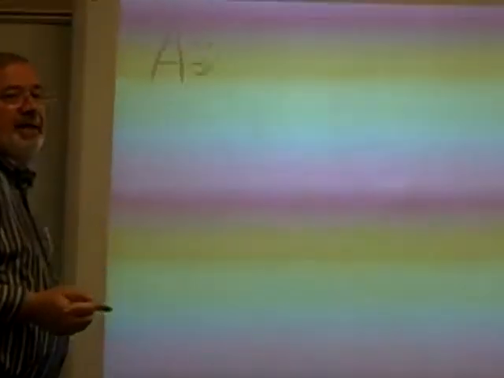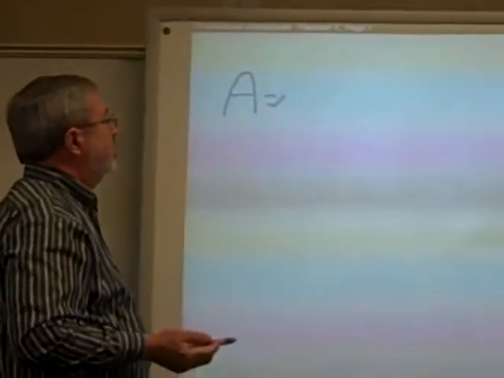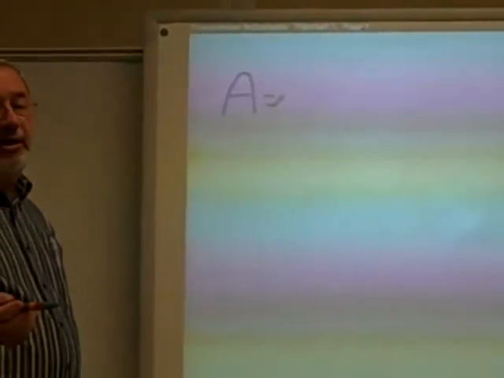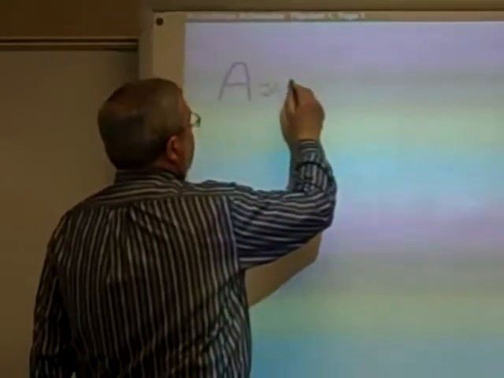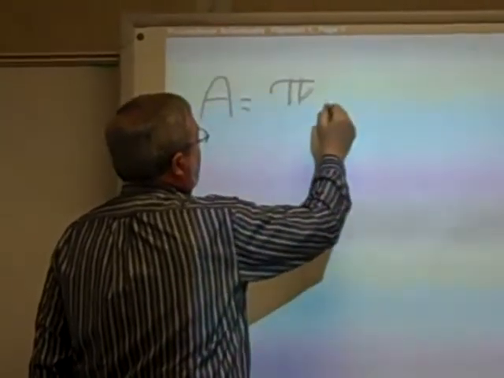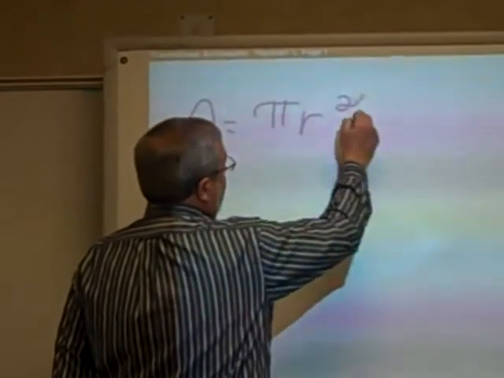Let's begin to look at what finding the area of a circle is going to be about. We already know what pi is. That's going to be 3.14. But the formula that we use for finding the area of a circle is simply this: A equals pi r squared.